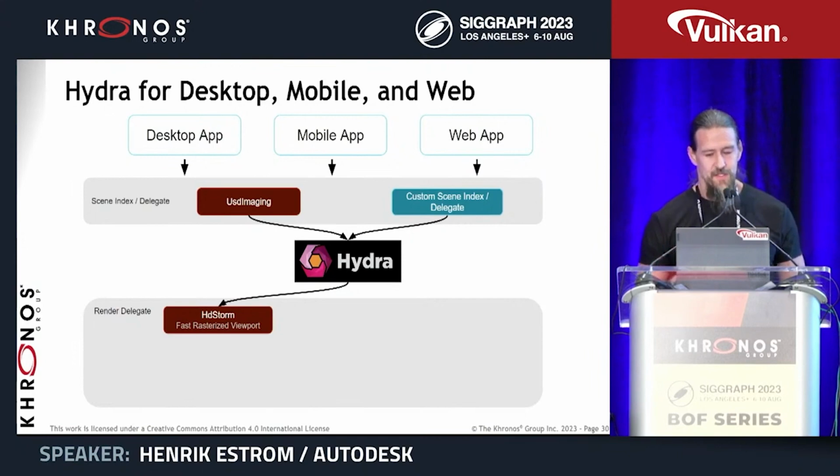So the first one is Storm, which is the rasterizer that comes with a USD distribution. That handles most of the type of graphics that I described earlier. Basically, for our viewport needs, it's probably about 99%. It's all the 2D, all the 3D, all the modeling workflows, and so on.